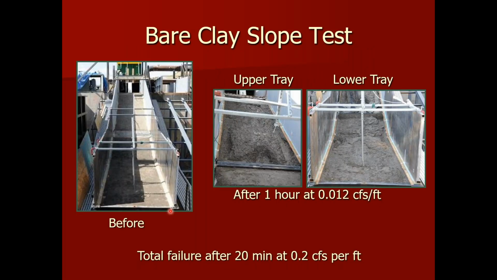So just a few pictures real quick. The bare soil tests, you can see down here at the break of slope is where everything started to happen, and the gullies worked themselves upstream. In the bare clay, after about an hour at 0.012 CFS per foot, which is very low overtopping, we had a lot of damage, and then total failure 20 minutes into 0.2 CFS per foot.